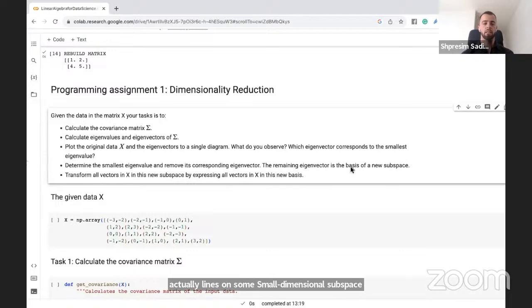So first of all, we want to calculate the covariance matrix. We want to calculate eigenvalues and eigenvectors of sigma. Then we want to plot the original data X and the eigenvectors in a single diagram, and we will observe that the smallest eigenvalue corresponds to the direction where the variance is the smallest. And we will then remove this eigenvector, and the remaining eigenvectors will be the basis for the new subspace. And then we will transform all the vectors in X into this new subspace by expressing all vectors in X in this new basis.